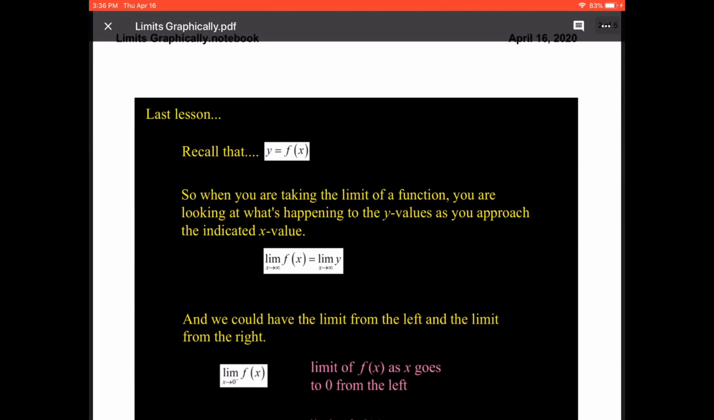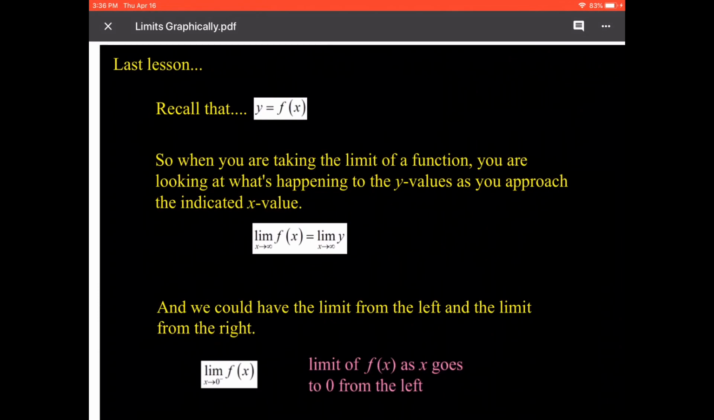Quick refresher. We had said in our last lesson and even way before, in the beginning of the year, remember that y is a function of x, so y and f of x were interchangeable with each other. So when we're taking the limit of a function, you are actually looking at what's happening to the y values as you approach the indicated x value. So you will typically see it as the limit of f of x as x goes to something. So we just have infinity down there. What we're really asking about, what we're really referring to, is what is happening to the y values. So you'll probably never see it as the limit of y, but we are looking at the y values. What are the y values doing? That's what limit is referring to, the y values.